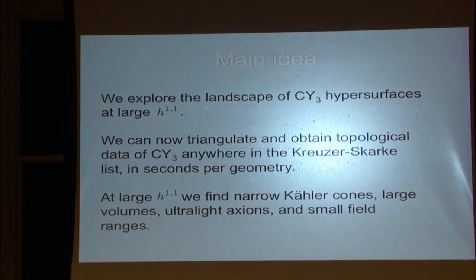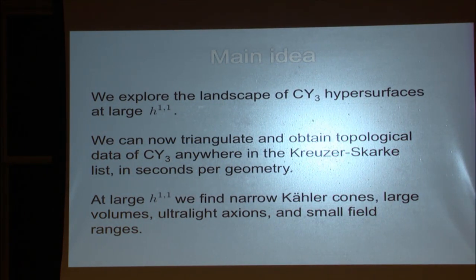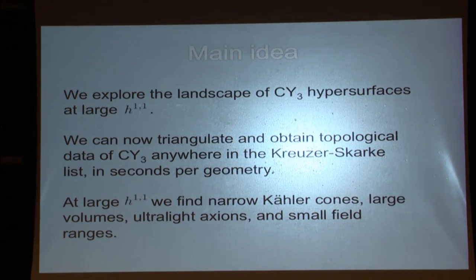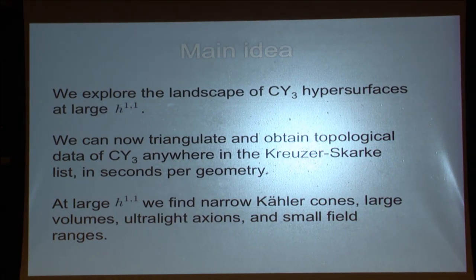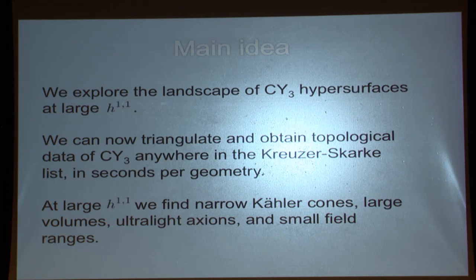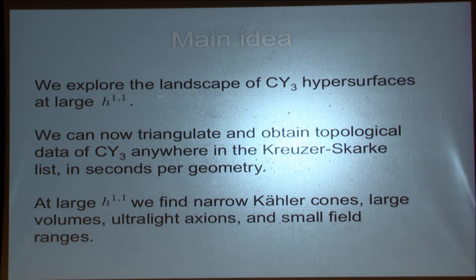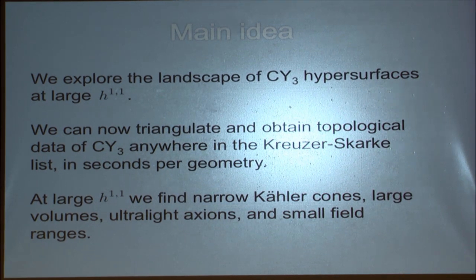So the main idea, the takeaway of the talk, is we're going to explore the landscape of Calabi-Yau threefold hypersurfaces at large values of the Hodge number h11. And the status report is that we can now triangulate and obtain the topological data of Calabi-Yau threefolds anywhere in the Kreuzer-Skarke list in seconds per geometry. That means we have access to a pretty large ensemble of effective theories. And what we find is that when h11 is large, the Kähler cones are narrow, volumes are large, axions are ultralight, and field ranges are small.